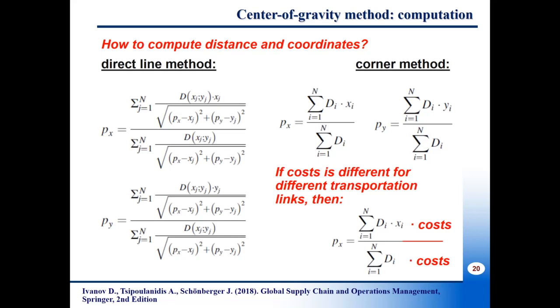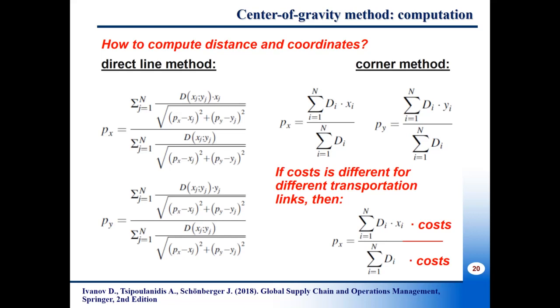Similarly, for finding ordinate location of central warehouse, for numerator, we need to multiply the demand at each market with the ordinate of a particular market and divide it by the Euclidean distance between that particular market j and potential central warehouse location P.